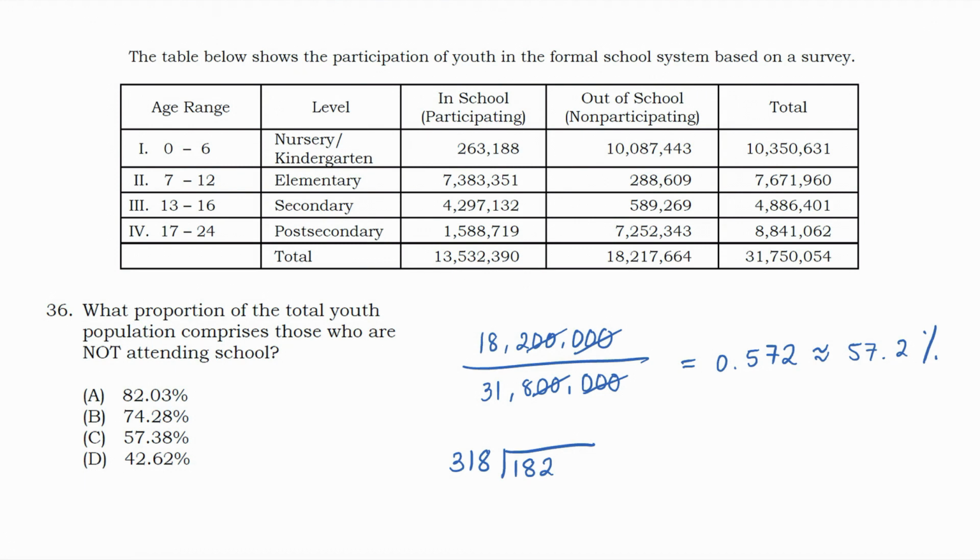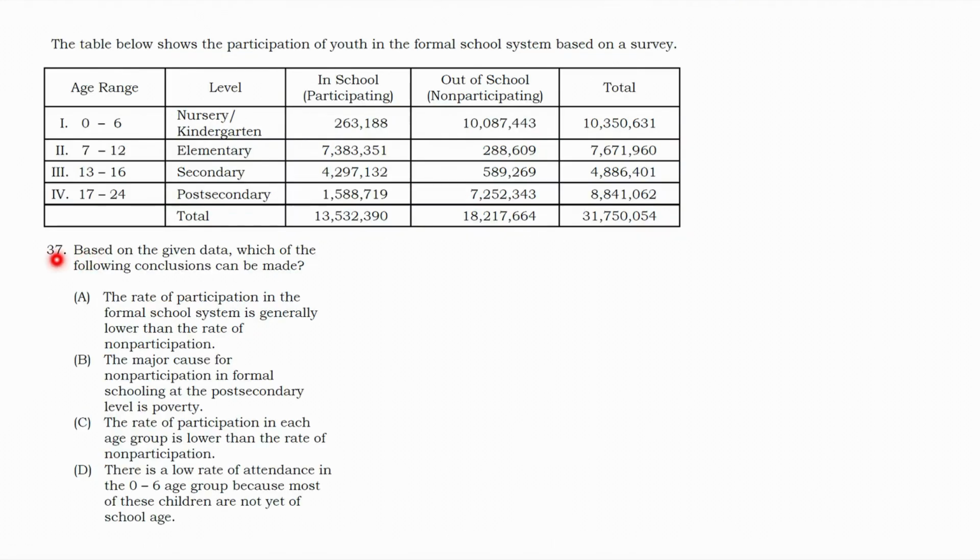Yan. So, sa choices, yung pinakamalapit na sagot is letter C, 57.38%. Kapag eksakto nyong na-divide yung values dito and dito, makukuha nyo yung exact na sagot. Para okay lang din mag-approximate. Number 37, based on the given data, which of the following conclusions can be made?